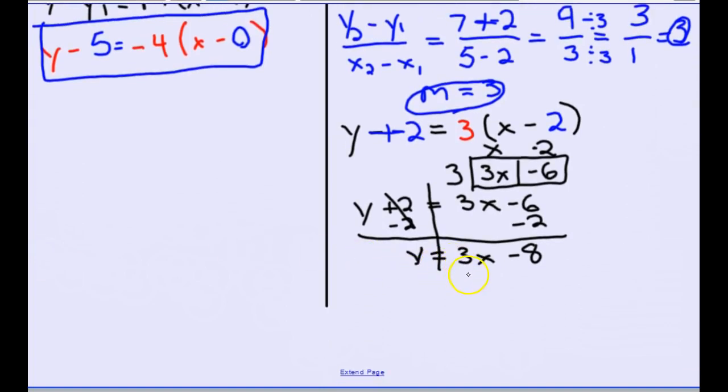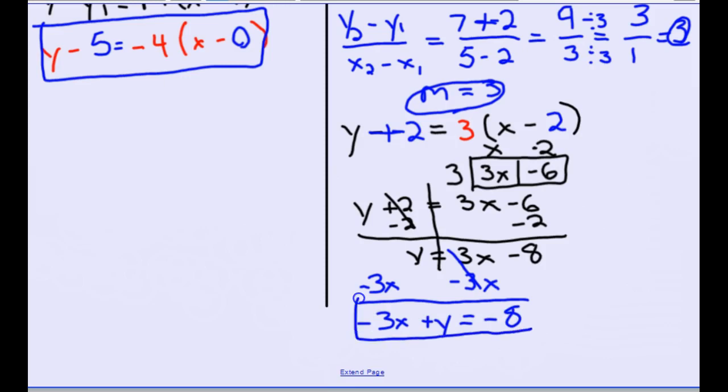We need to do one more step to get to standard form. So we are going to move our 3x over to the other side by subtracting. Standard form has the x on the other side with the y, so that's why we're moving it over. So we get negative 3x plus y, because y is positive, equals negative 8. This will be our standard form equation.